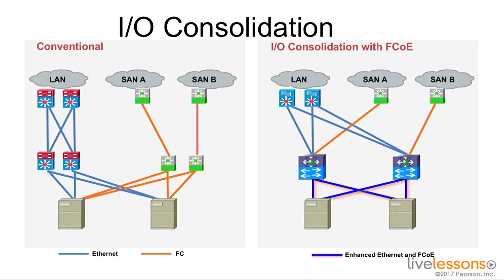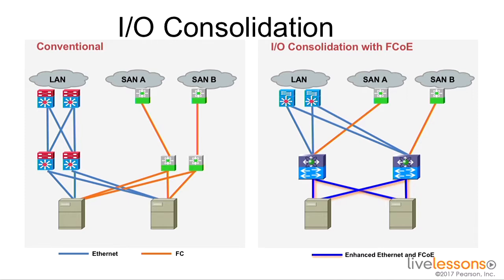Fiber channel over Ethernet is a technology that allows us to do what we've been doing for years in the campus with voice over IP, where we've taken traditional telephone networks and traditional Ethernet data networks and combined them together so that both protocols run over the same wire and don't require separate network infrastructures. We're doing the same thing inside the data center with your storage and your Ethernet traffic, and that's called fiber channel over Ethernet.